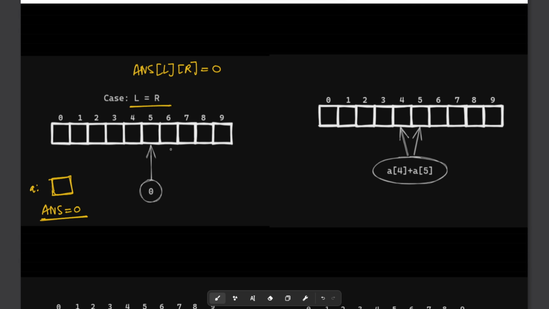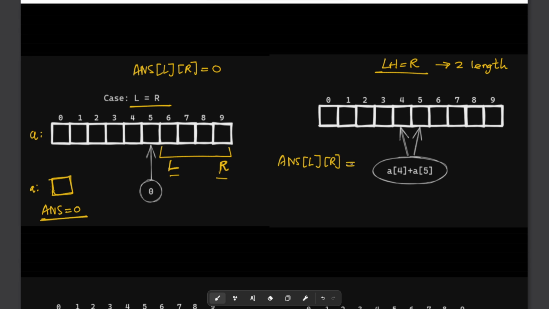So we are essentially interested in finding out the answer for any sub-array of the original array A. We want to know what is the answer for a particular right and left hand point. Now let's say we want to know the answer when L plus 1 is R, which means the subarray has two elements, two length of subarray.